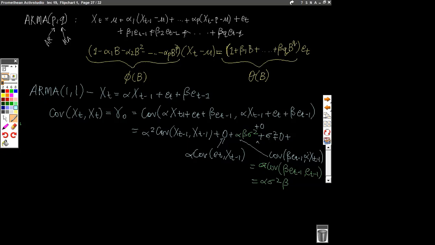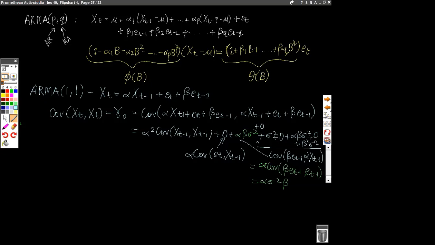What do you guys think I should have there? I will again have this term, right? Alpha beta sigma square, because I have this beta ET minus 1 with alpha XT minus 1. So I'll have alpha beta sigma square, and if I do ET minus 1 with ET, it's 0 again. And for the last term, what I will have is this with that. So that will just be beta square sigma square. Is this clear to everyone?